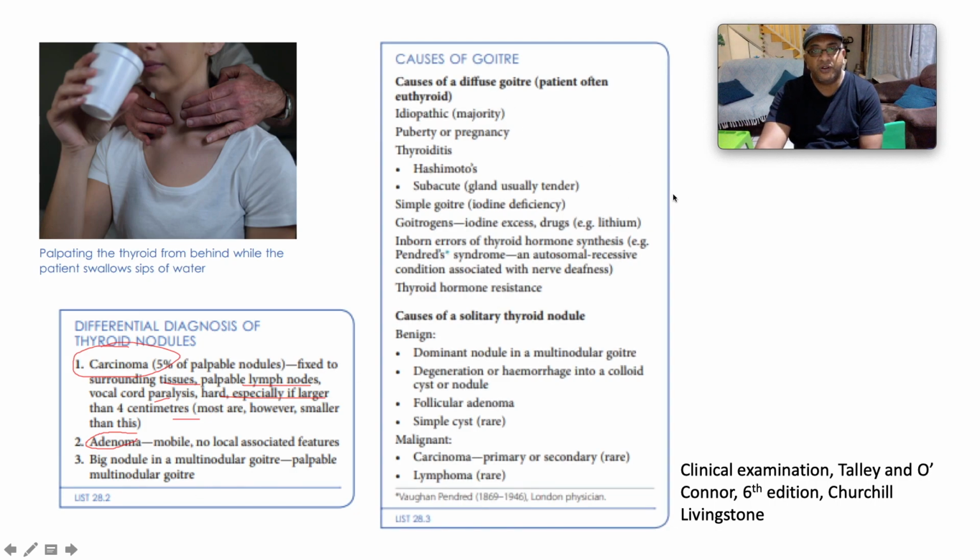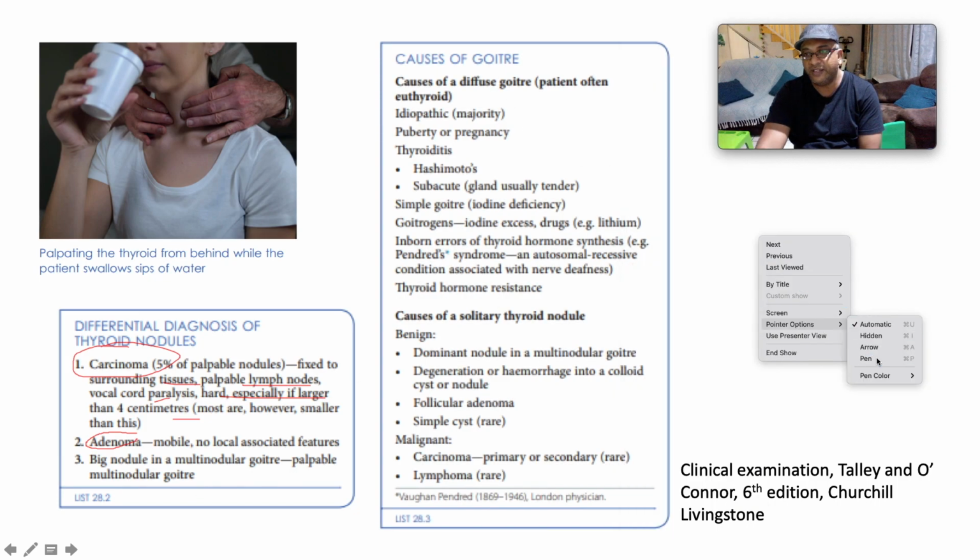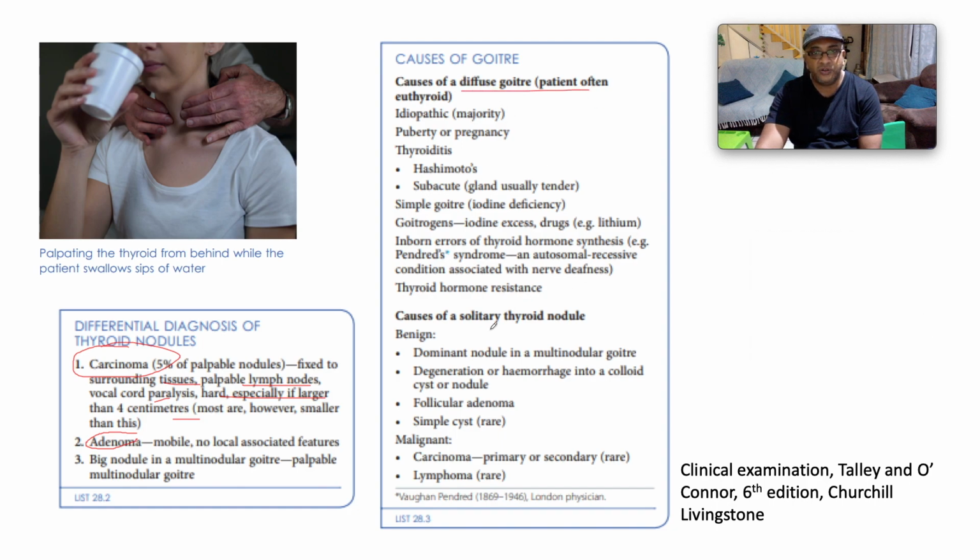Guys, the causes of goiter in general, we can partition or stratify them into a diffuse goiter or a solitary thyroid nodule. The causes of diffuse goiter can be idiopathic, which is the vast majority of them really, puberty or pregnancy, thyroiditis, and then we have Hashimoto, subacute, where the gland is usually tender, simple goiter, speaking to iodine deficiency, and of course goitrogens, like iodine excess and drugs like lithium. There's also some inborn errors of thyroid hormone synthesis in the way of Pendred syndrome, which is autosomal recessive and associated with nerve deafness and thyroid hormone resistance.